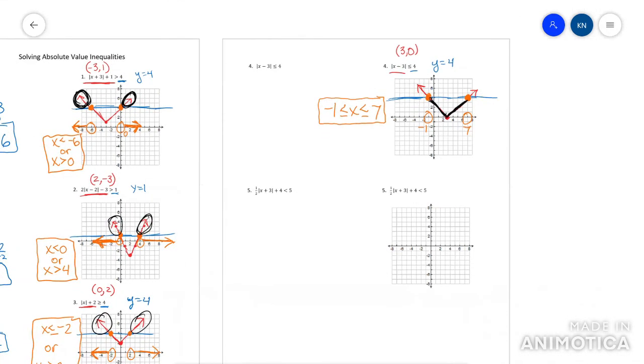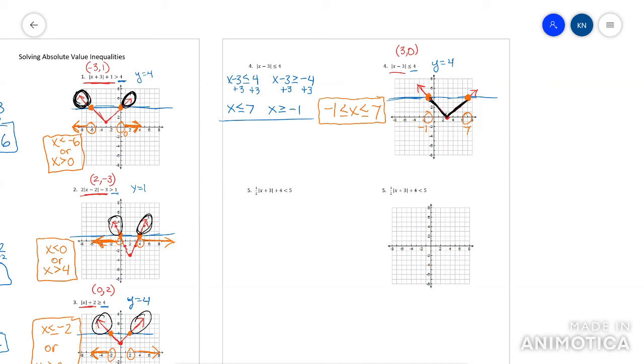Okay, now solving this. The bars are already by themselves, so I'm going to go ahead and just write it twice. Once normal, and once times -1, which flips this inequality like that. Solve each one by adding 3. So I get x is less than or equal to 7. X is greater than or equal to -1.